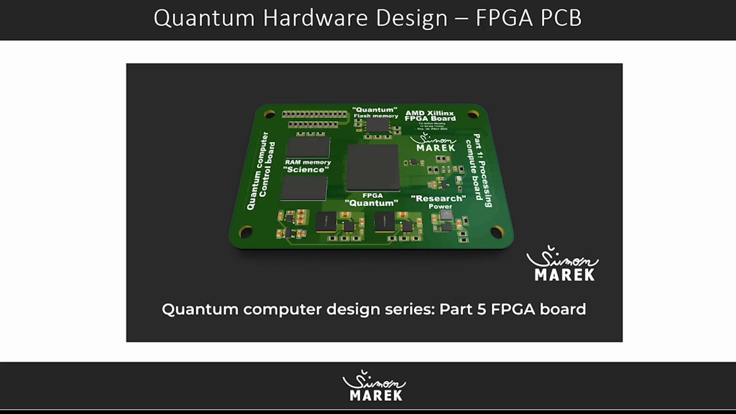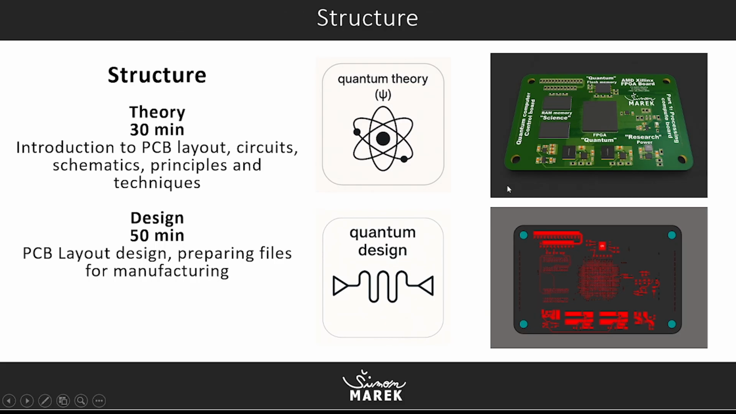In this video, we will take a look at FPGA PCB design. It's part 5 and one of the final parts of our series on designing a full stack quantum hardware computer. You can see the board design of our control FPGA compute module. Here is the FPGA, here are some RAM memories. There is flash memory to store your data, and there is power circuitry. Let's move on to the next slide.